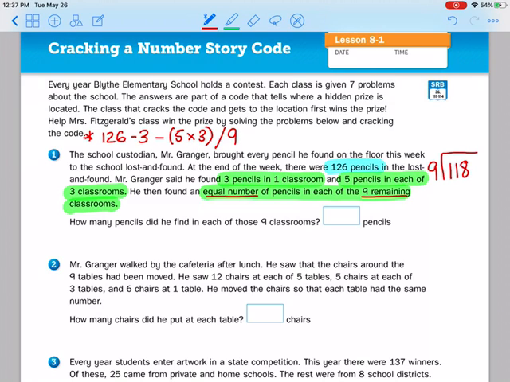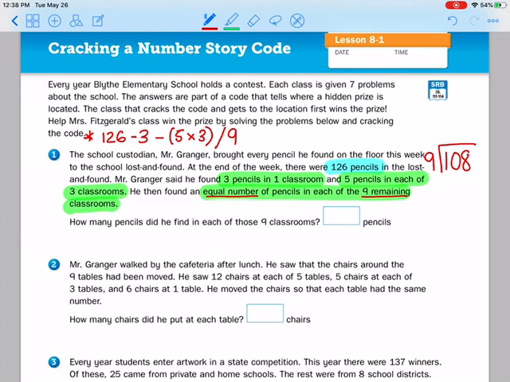Hold on 1 second. I'm just going to double check my math because I think I made a mistake. See, it's always good to go back and double check. So you would get 123 minus 15. Oh, Miss Wolf was right. It was 108, not 118. Sorry, guys. I always like to double check my math.